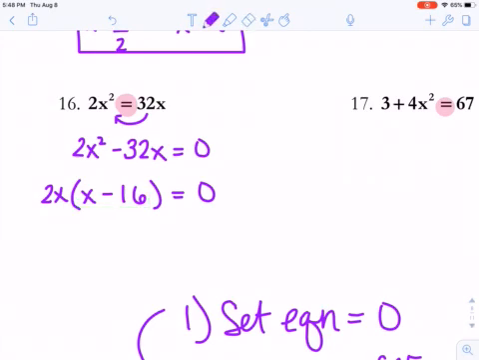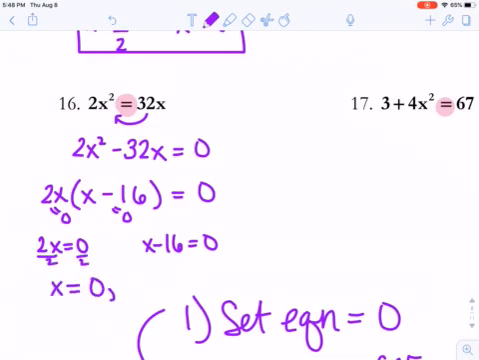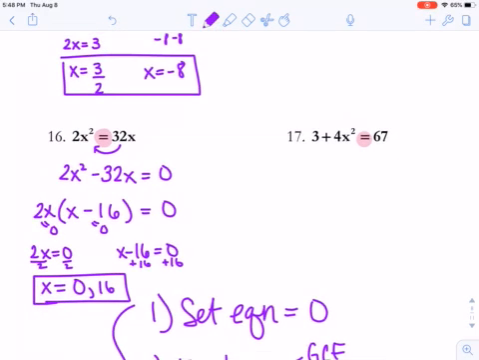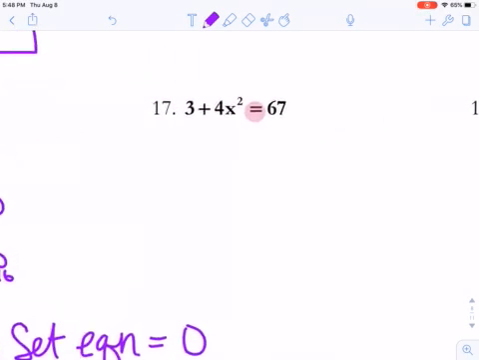So once it's in factored form, we take each of the factors and we set them equal to 0. So we're going to say 2x equals 0 and x minus 16 equals 0. And then solve. Divide both sides by 2. X is 0. Add 16 to both sides. X equals 16. So our solutions here are 0 and 16. We can move over to 17.